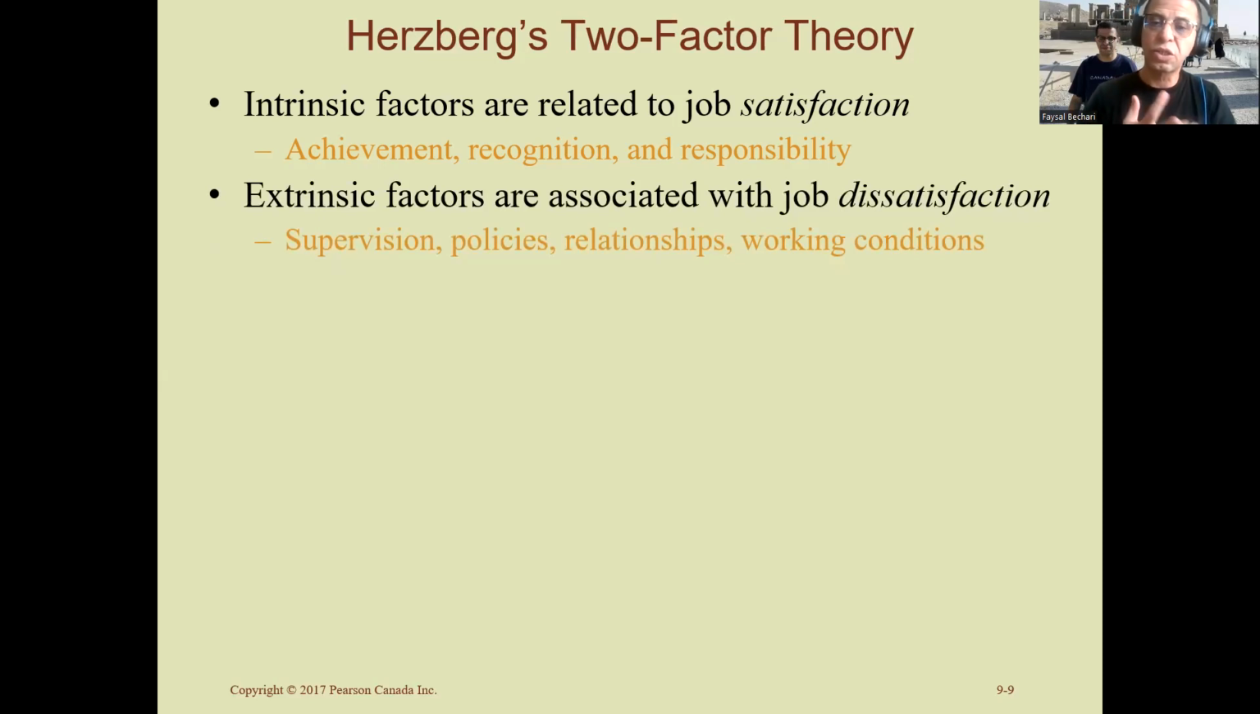Achievement, recognition, and responsibilities cause job satisfaction. Supervision, policies, relationships, and working conditions cause dissatisfaction. So what causes job satisfaction is different from what causes job dissatisfaction. That's why you sometimes see people who are not satisfied, but not dissatisfied either, because they have the right supervision, policies, relationships, and working conditions.